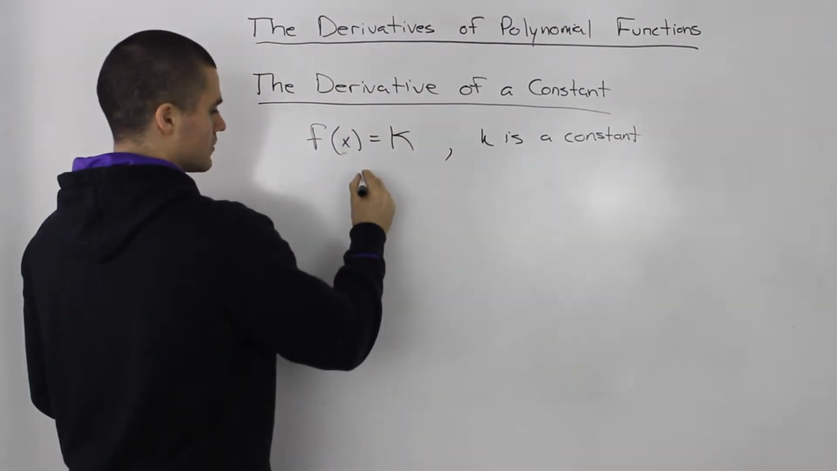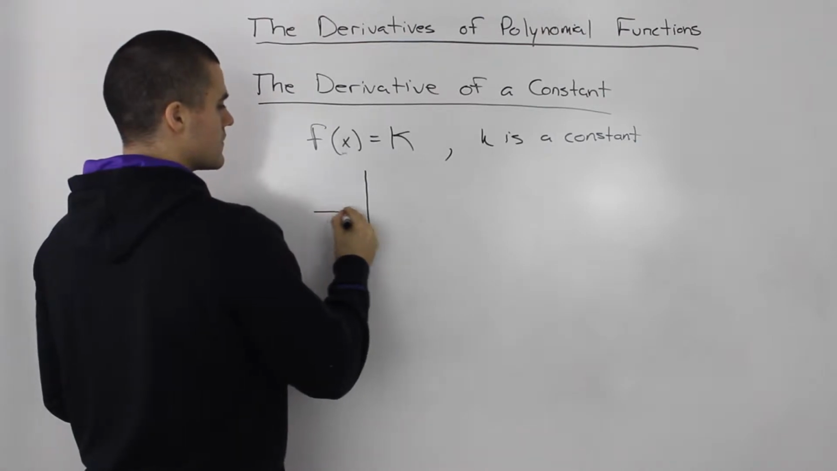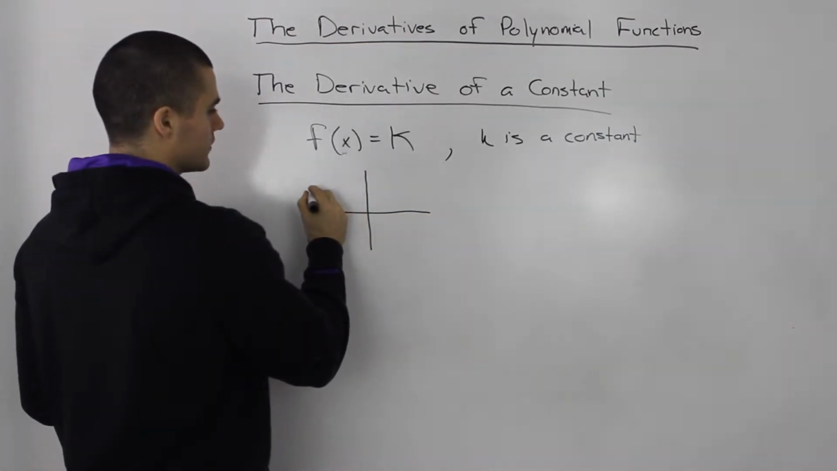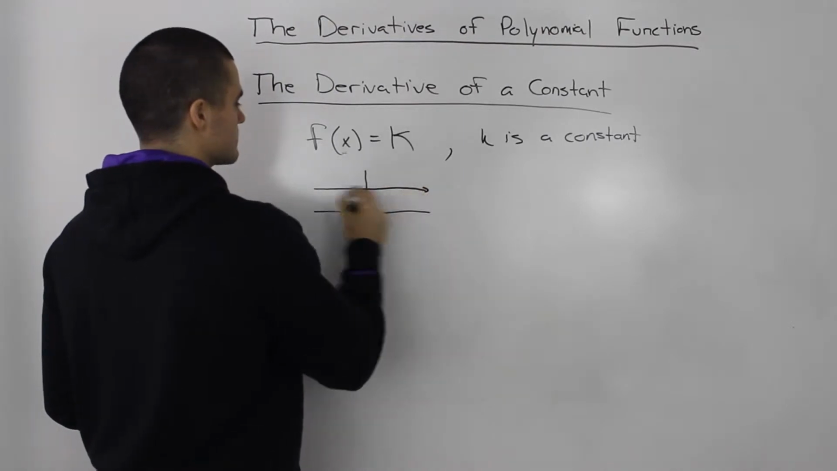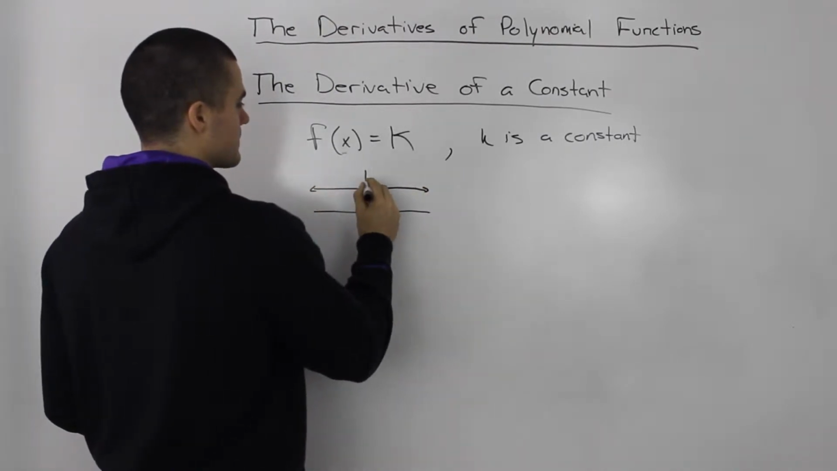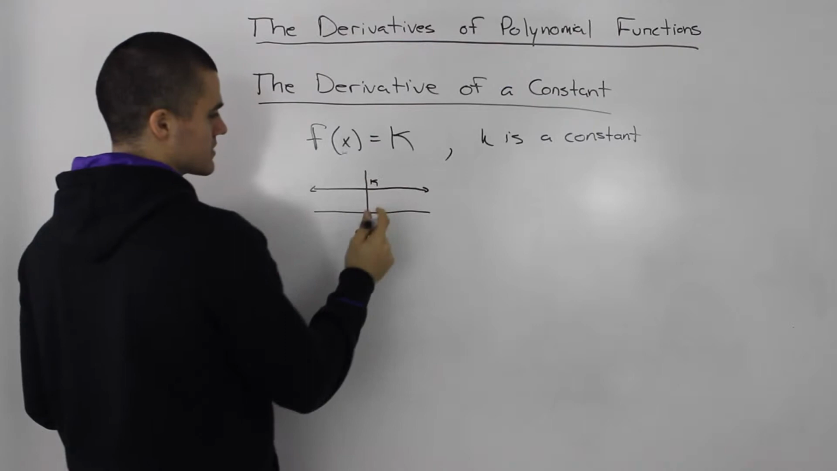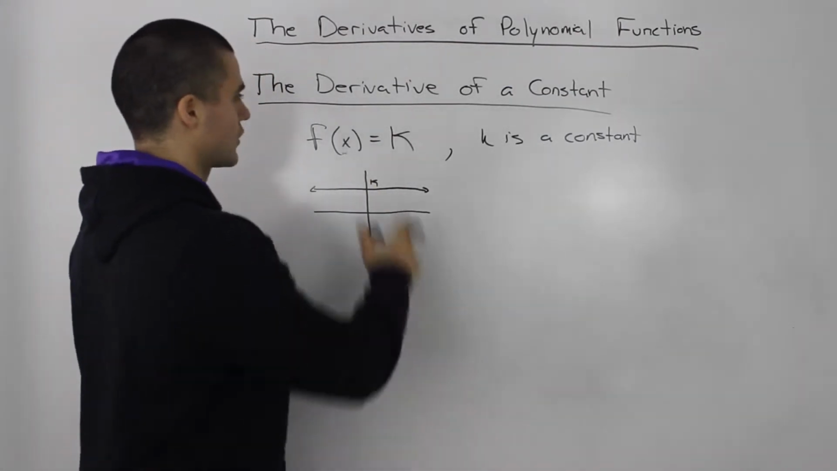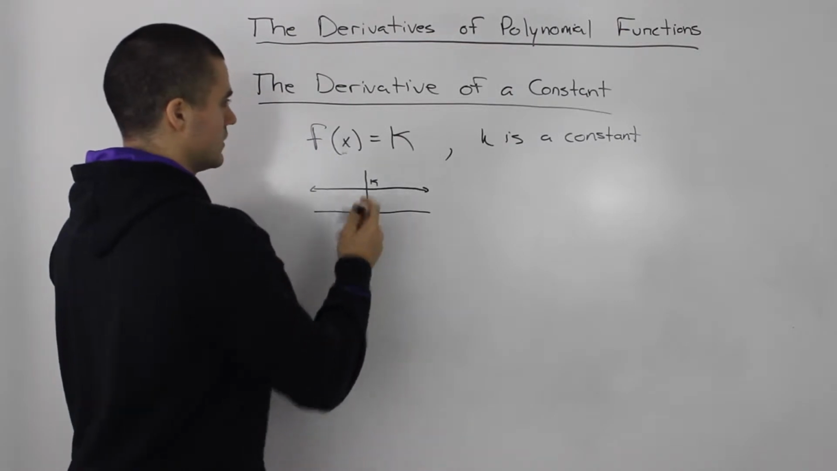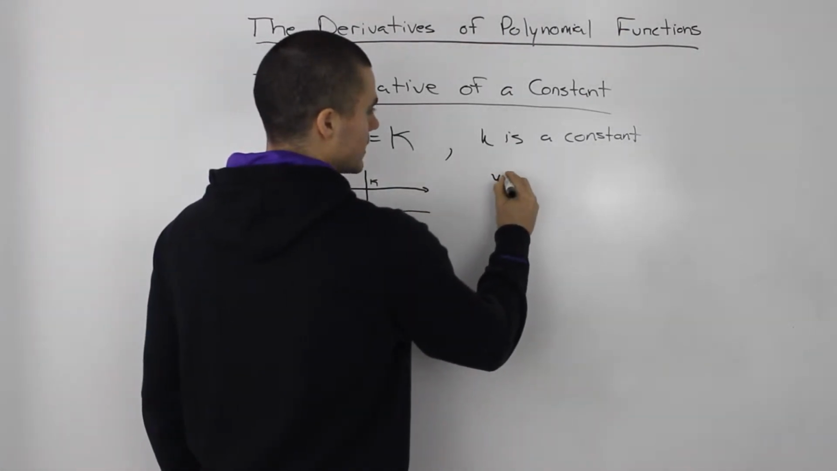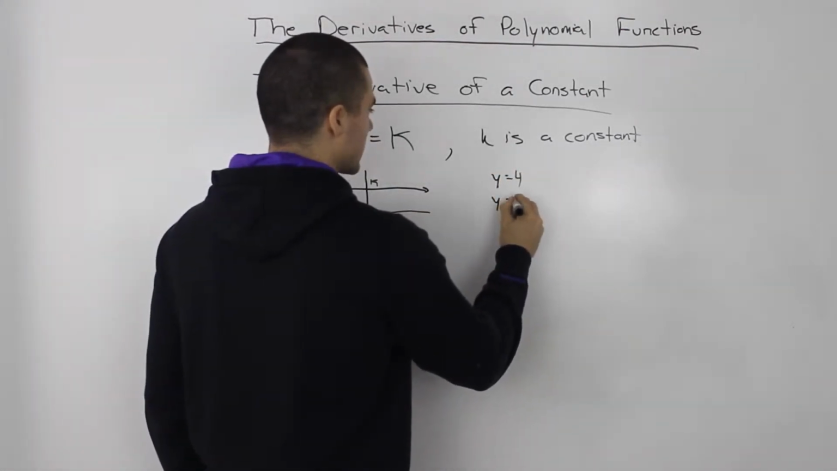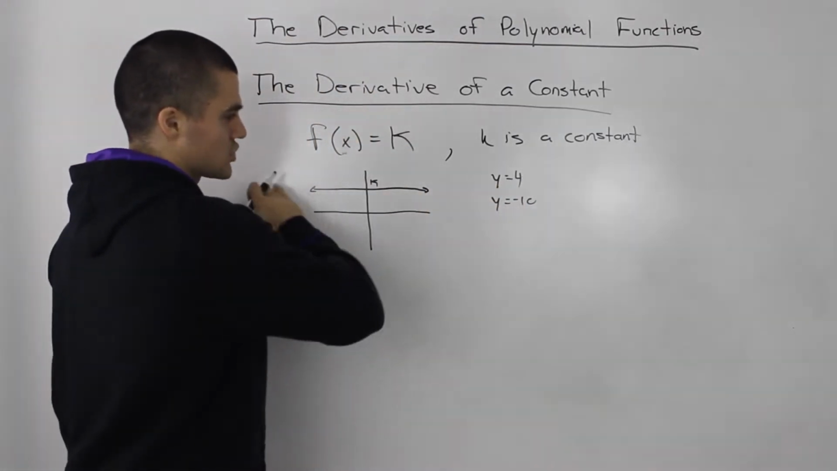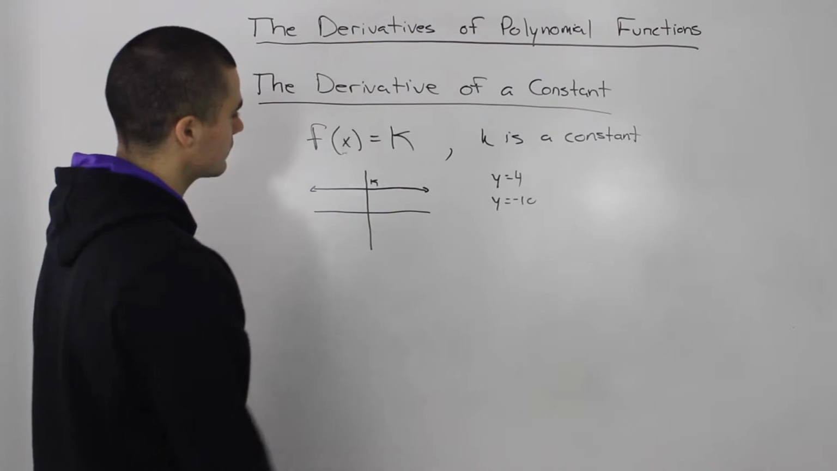How's that going to look like? Well, it's just going to be a horizontal line, right? At k, whatever k is. It could also be below the x-axis if the constant is negative. So like functions like y equals 4, y equals negative 10. This is what I mean by a constant. It's just a horizontal line.